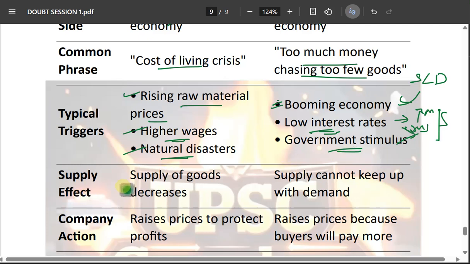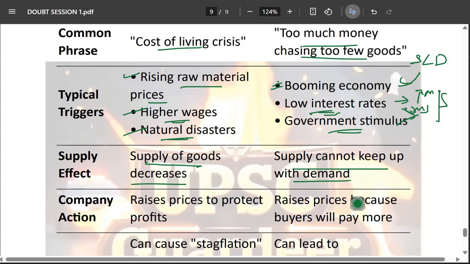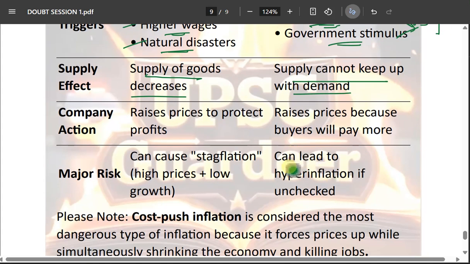So what will be the effect? Supply of goods decreases because of the cost push. Supply cannot keep up with the demand. So what will be the action? Rising prices to protect the profits. Okay, to protect their profits, they will raise the prices. Here, prices rise because buyers will pay more. They are ready to pay more and buy.